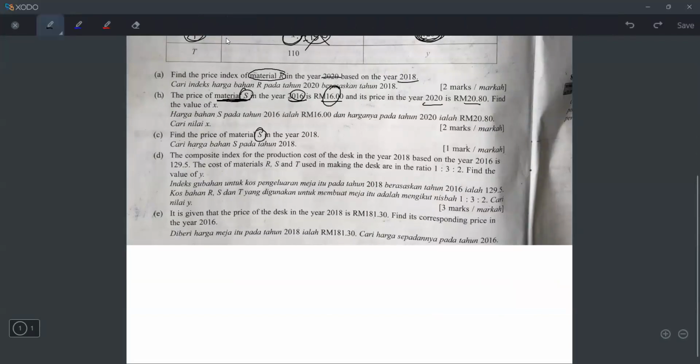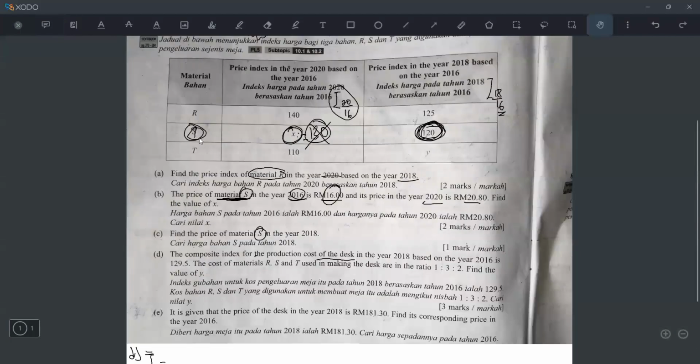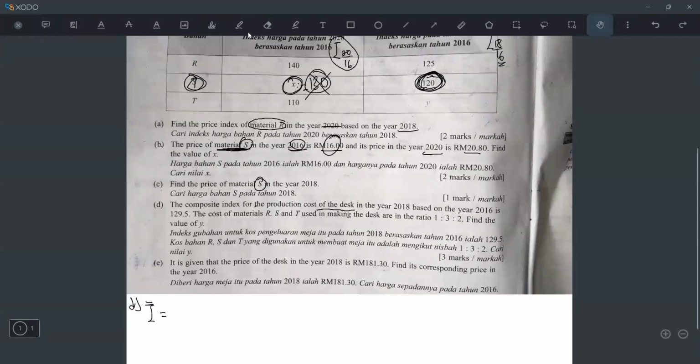I will go to the next question, D. The composite index. Straight away write I dash because it's the composite index. I write I dash for the production cost of the desk. They never mention R, S or T, which means I have to take the whole average, or you can also say take the composite index. So the composite index in the year 2018 based on 2016 is 129.5. So 18 over 16, 129.5.